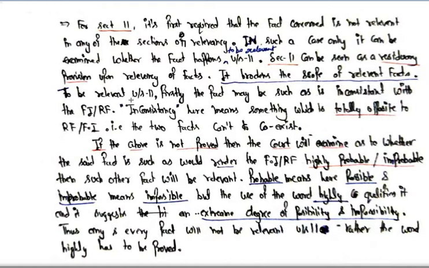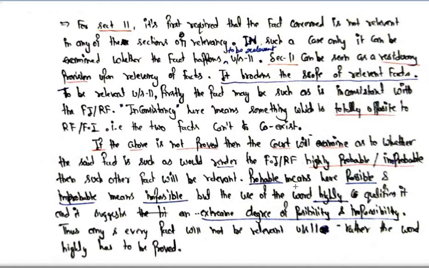To be relevant under section 11, firstly, the fact may be such as is inconsistent with the fact in issue or relevant fact. Inconsistency here means something which is totally opposite to relevant fact or fact in issue. That is, the two facts cannot coexist. Now next paragraph. If the above is not proved, then the court will examine as to whether the said fact is such as would render the fact in issue or a relevant fact highly probable or improbable. Then such other fact will be relevant.